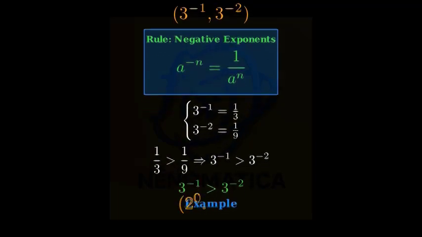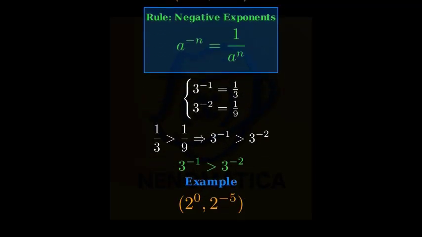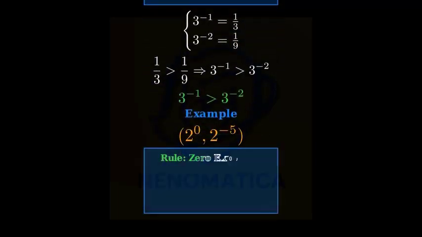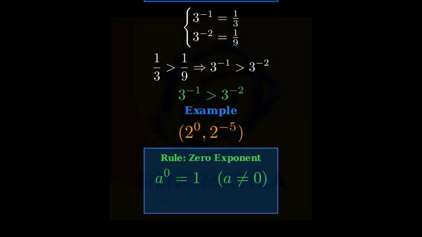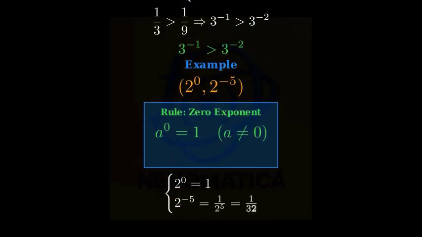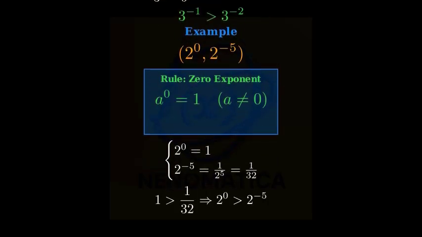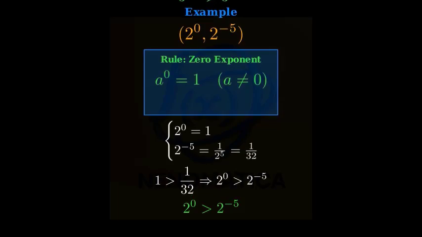We need to compare 2 to the power of 0 and 2 to the power of negative 5. Remember that any number except 0 raised to the power of 0 equals 1. So 2 to the power of 0 equals 1. For 2 to the power of negative 5, we use the negative exponent rule again. This equals 1 over 2 to the 5th power, which equals 1 over 32. Now, we can directly compare 1 and 1 over 32. 1 is greater than 1 over 32, so 2 to the power of 0 is greater than 2 to the power of negative 5.